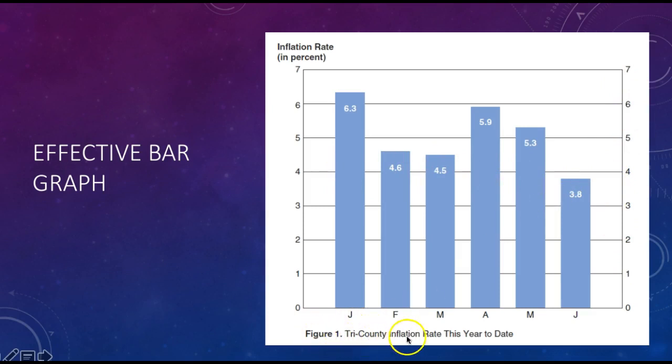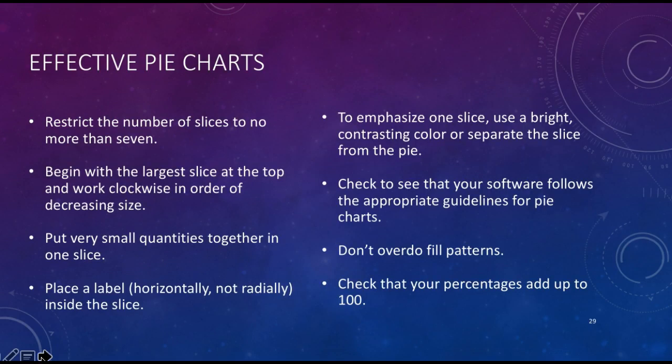And I've got a title, Figure 1, Tri-County Inflation Rate this year to date. So these are my months, January, February, March, April, May, June. So you can see that clearly the 6.3 is fairly represented in the 4. And by having these tick marks, that's a way to ensure that you are fairly presenting your information.